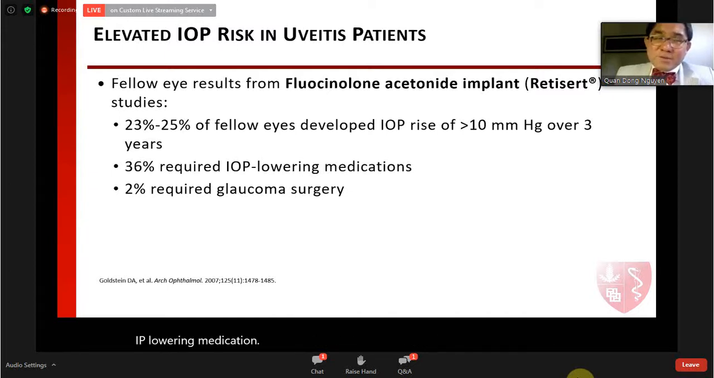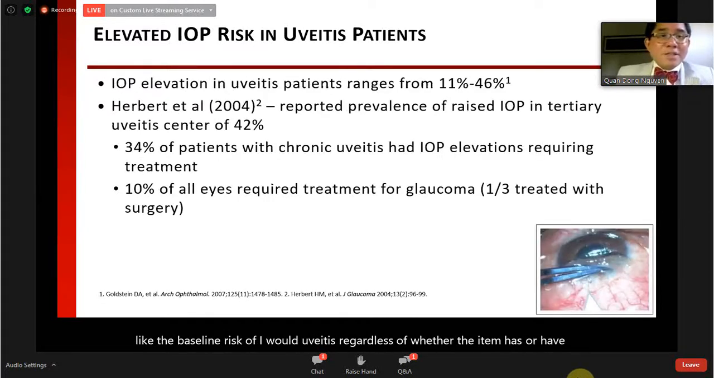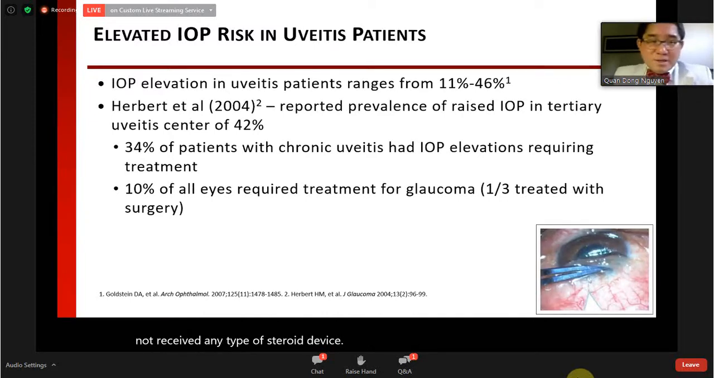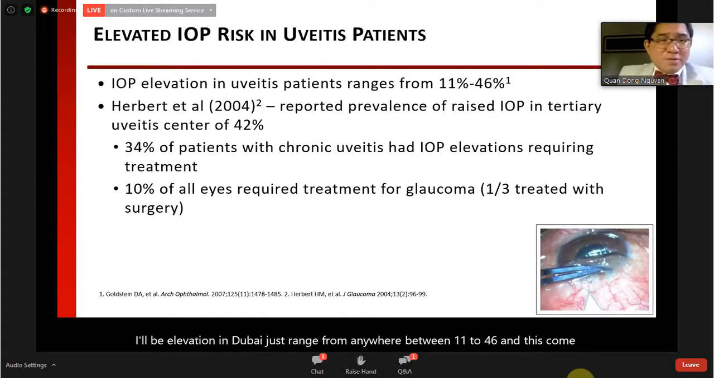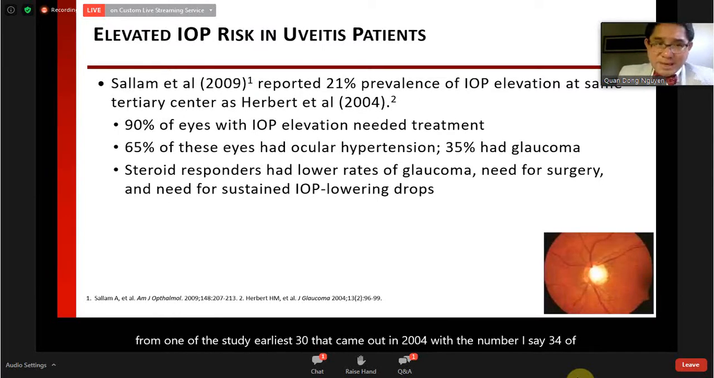So one can think of this as very much like the baseline risk of an eye with uveitis, regardless of whether the eye has or has not received any type of steroid device. IOP elevation in uveitis ranges anywhere between 11 to 46%, and this comes from one of the earliest studies that came out in 2004, with the number, I say, 34% of patients with chronic uveitis having IOP elevation requiring treatment. Subsequently, in 2009, another paper came out and showed that 90% of eyes with IOP elevation from uveitis need treatment.